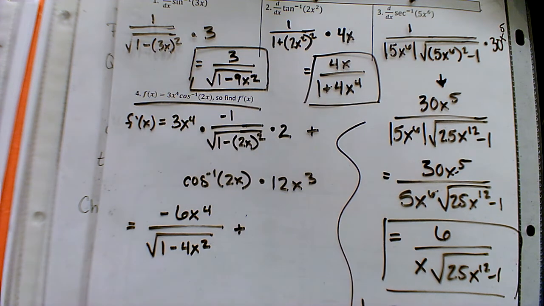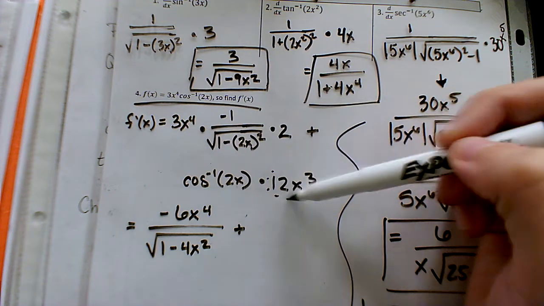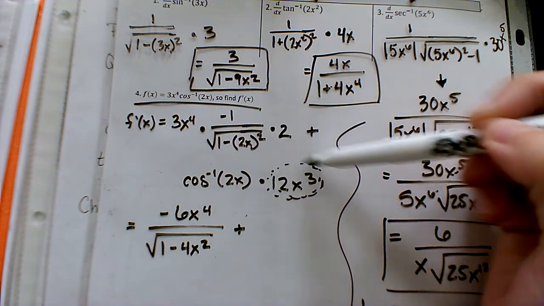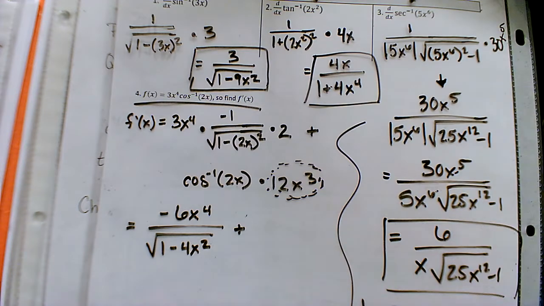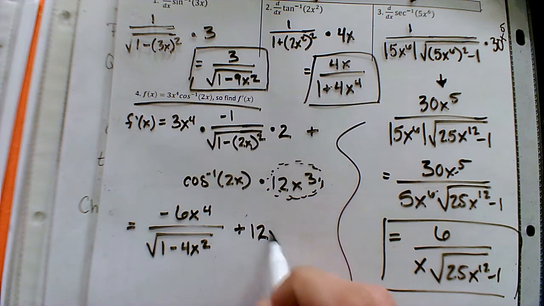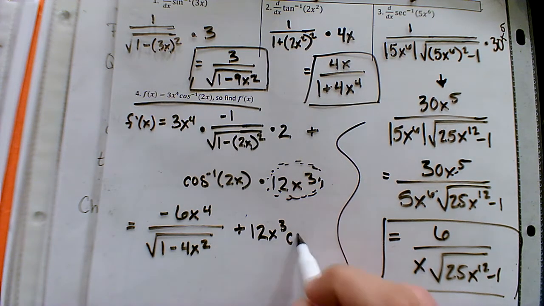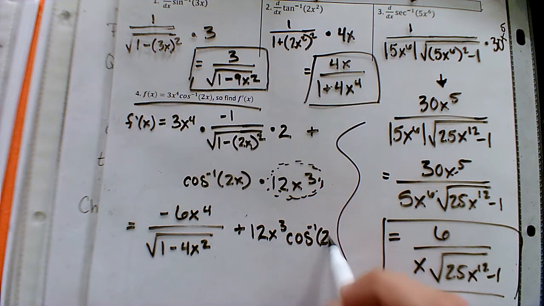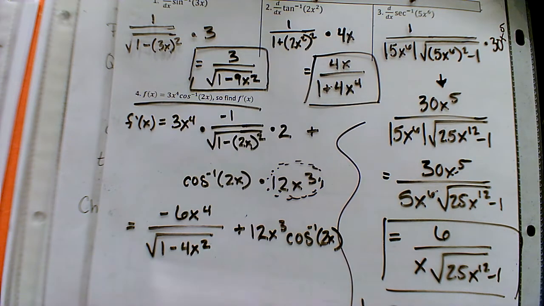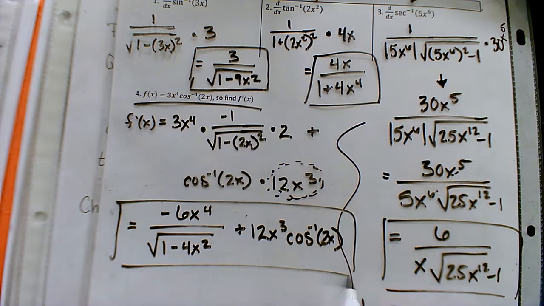And then we got to add the second term, and they're both being multiplied together, so order really doesn't matter. Technically, we put the polynomial out front, just like you saw in the original problem. So I would say this is more likely to be written as 12x cubed cosine inverse of 2x. All right, and we'll leave it like that.